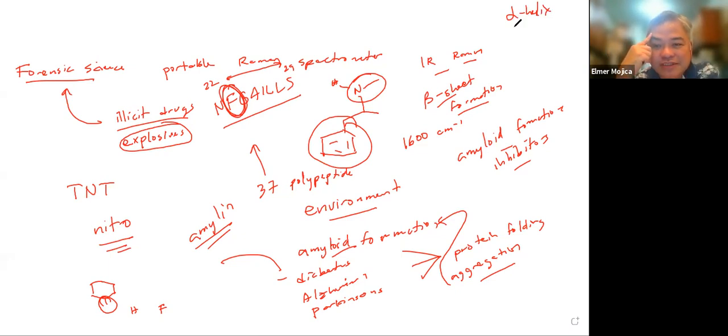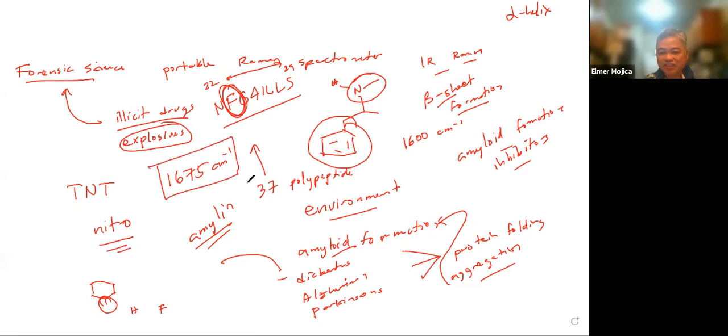Okay. So one characteristic of the protein aggregation is the formation of the beta sheet. And the beta sheet would have a signature peak at around 1675 wave number. So when you see that, most likely you have an amyloid formation, okay? Or you have their aggregates or your protein starts to fold.